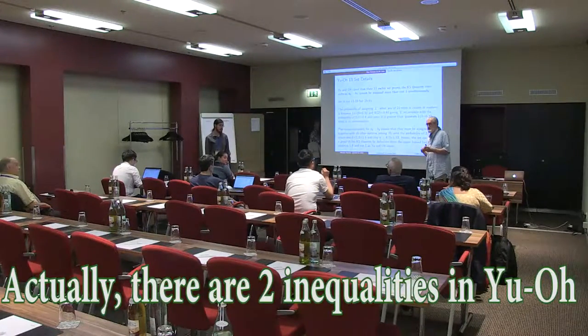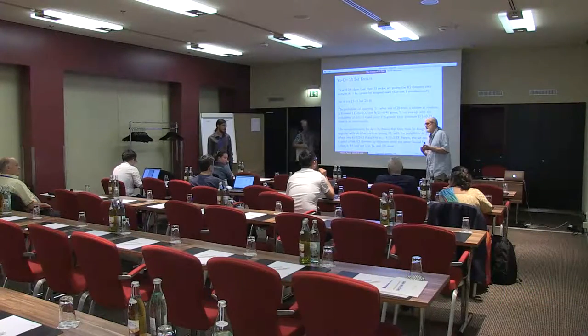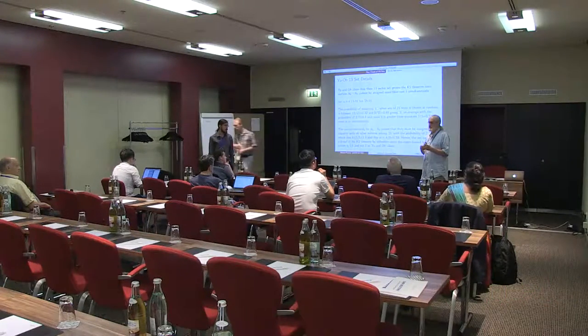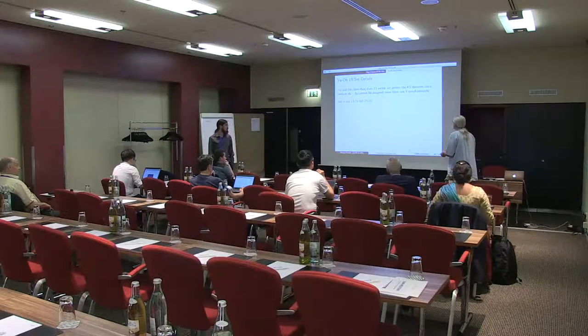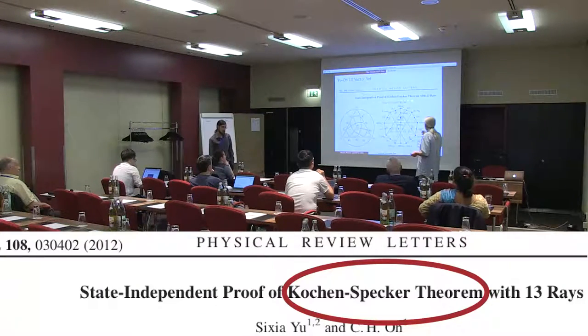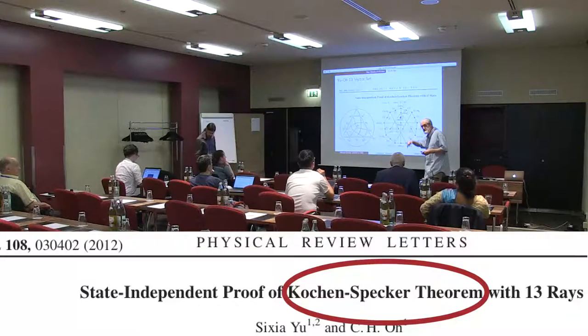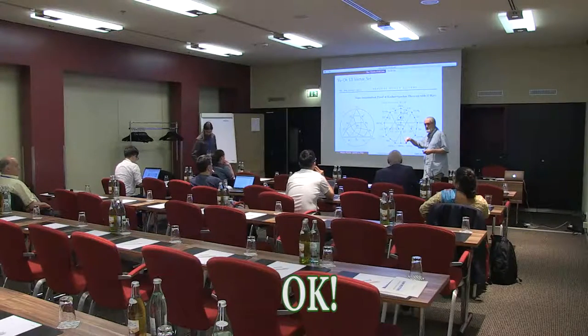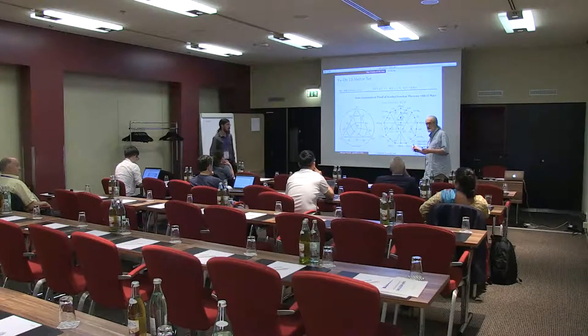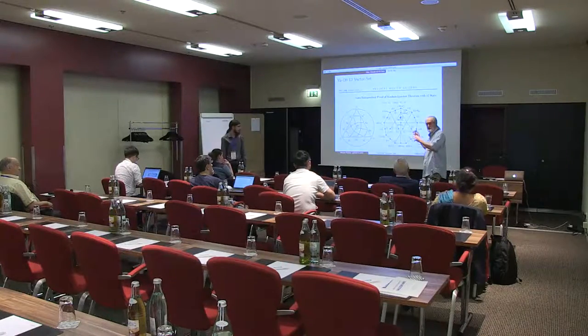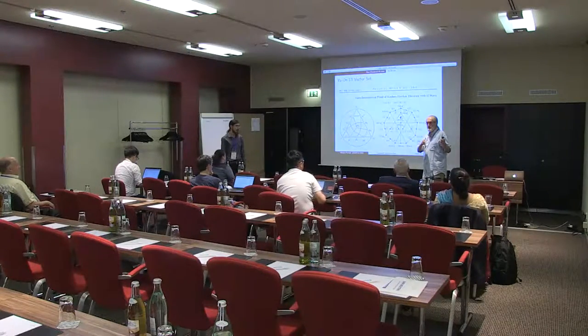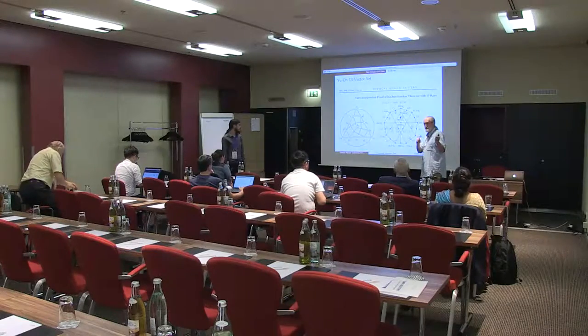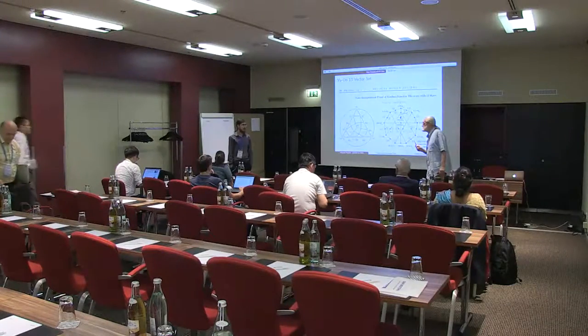Actually, two inequalities. Yeah, the other one I didn't consider here. But the title of the paper is State Independent Proof of Kochen-Specker Theorem. And that's the first inequality. Okay. So that's what interests me, because my talk is about Kochen-Specker. And the other contextuality they considered is not about that.